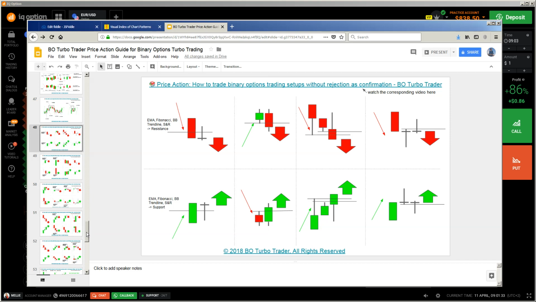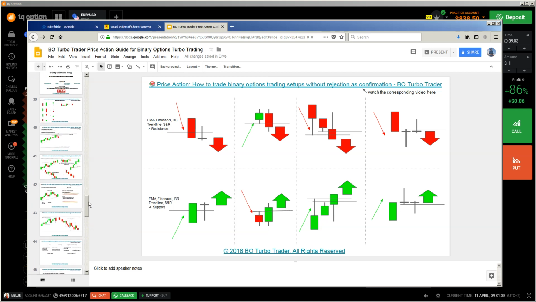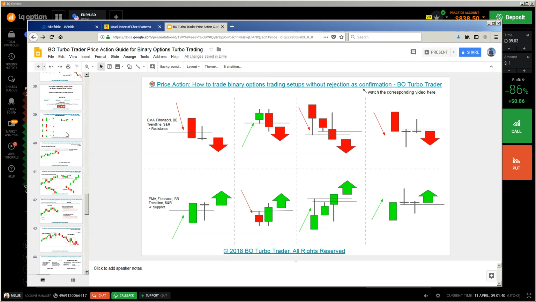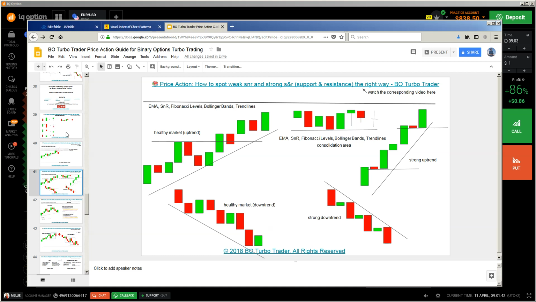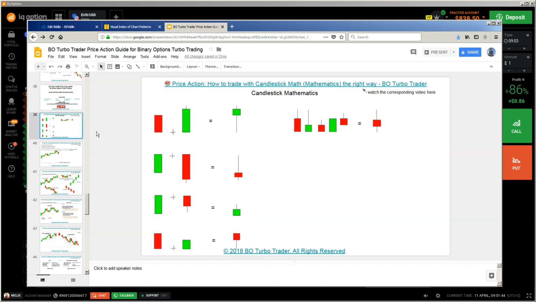To understand this, you have to watch those videos here. So watch this video about candlestick math, because here you understand what candlestick math is meaning. Yes, that this candle plus this doji plus this one is a pin bar, only to say it in poor words. Watch this video about candlestick math to understand how price action and candlesticks unfold.